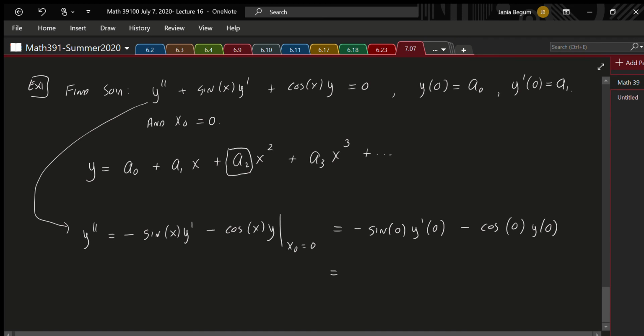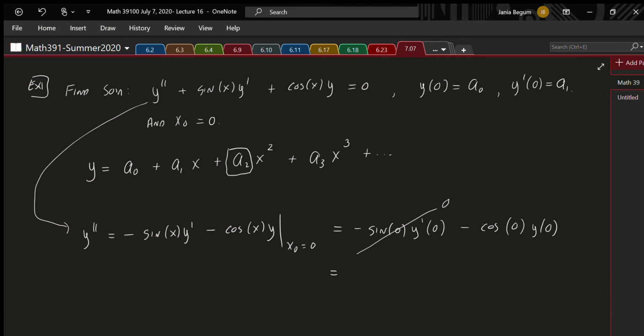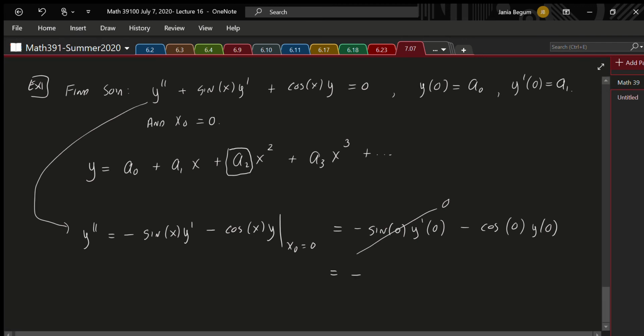Someone said the answer, I didn't catch it. So this goes to 0. Y of 0 is, no wait, hold on, y of 0 is a0. And then cosine of 0 is 1. So we have negative a0. That's y double prime.